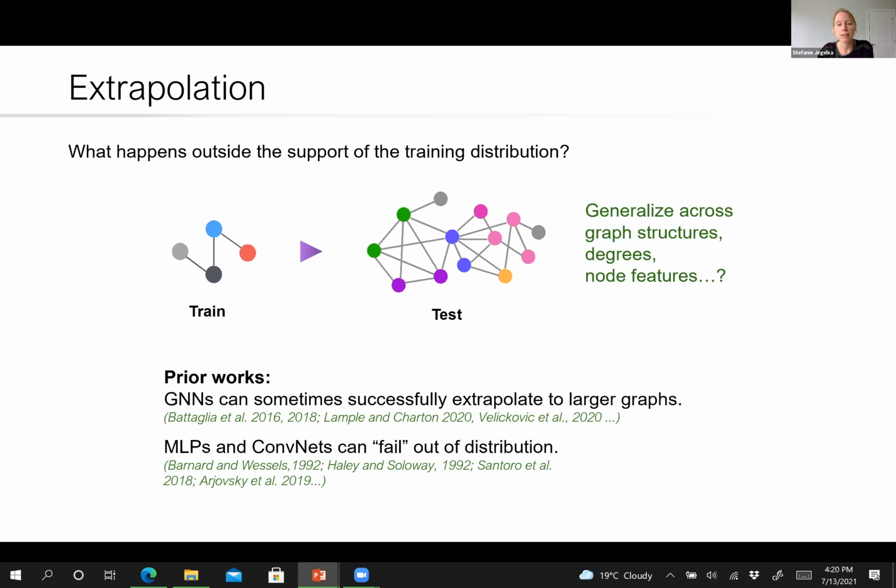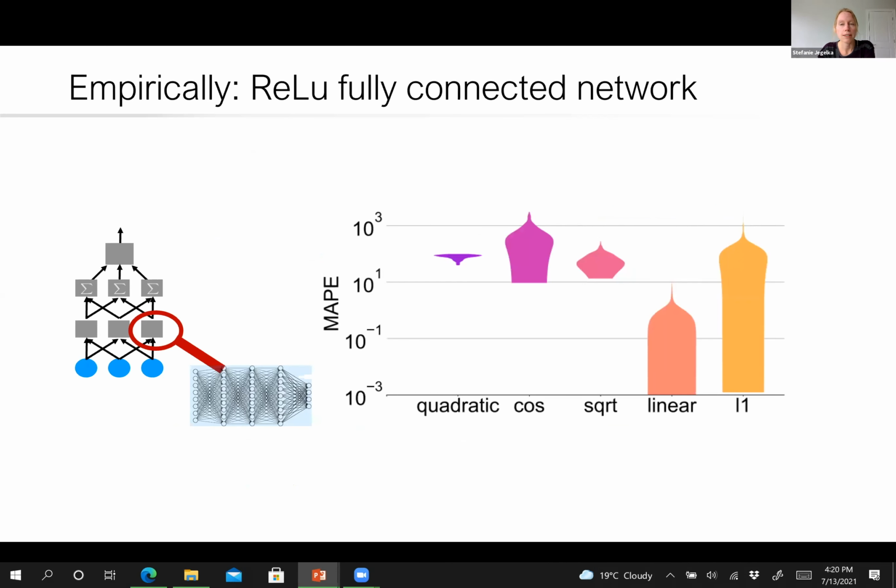And so basically, the thing is that these MLPs are the building blocks for graph neural networks. These are my modules. And if my modules fail out of distribution, how can the graph neural network extrapolate well? Let's take a closer look at that. So let's look at basically one of these learnable modules, one of these aggregation functions.